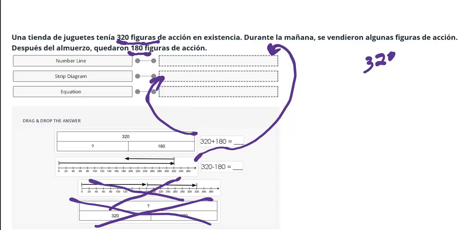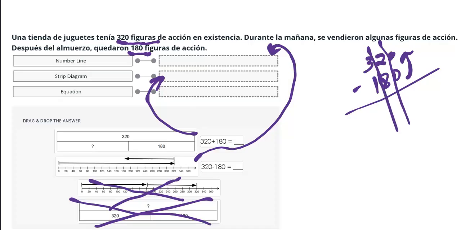Okay. Now we have 320 and they had 180 left. We have to figure out what we are going to do to 180 to get to 320. Well, we have to subtract it to see how much we have. So 320 minus, and then this one is wrong. Okay. Let's look at the next one.